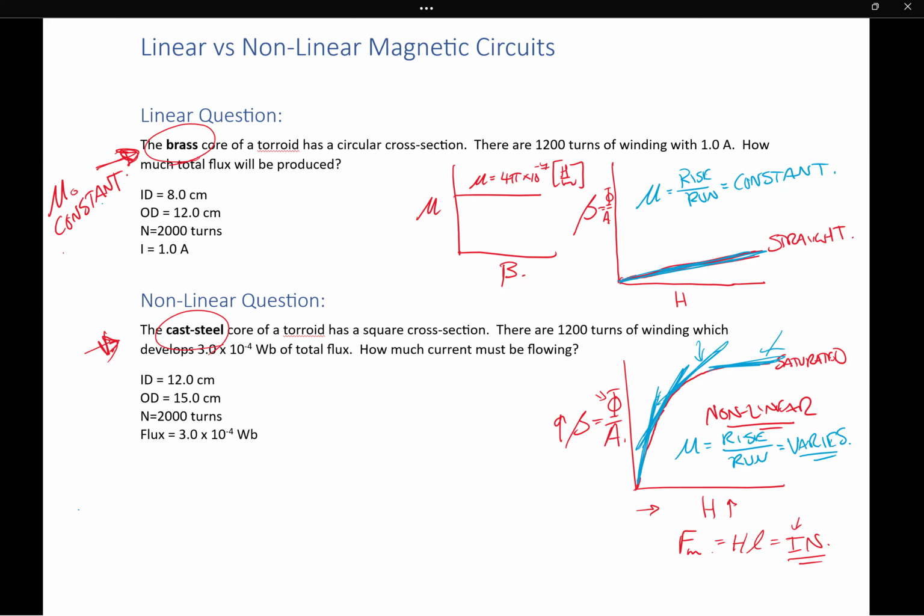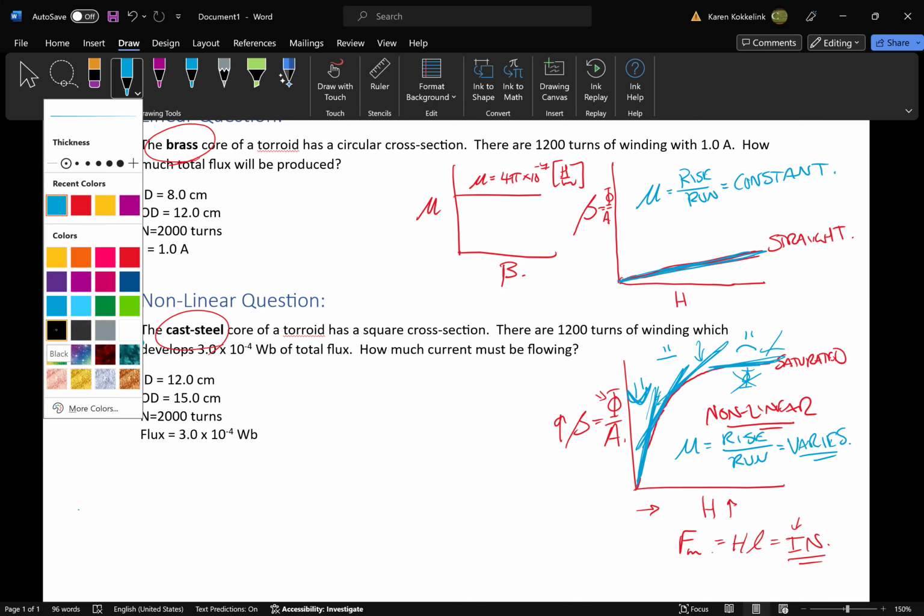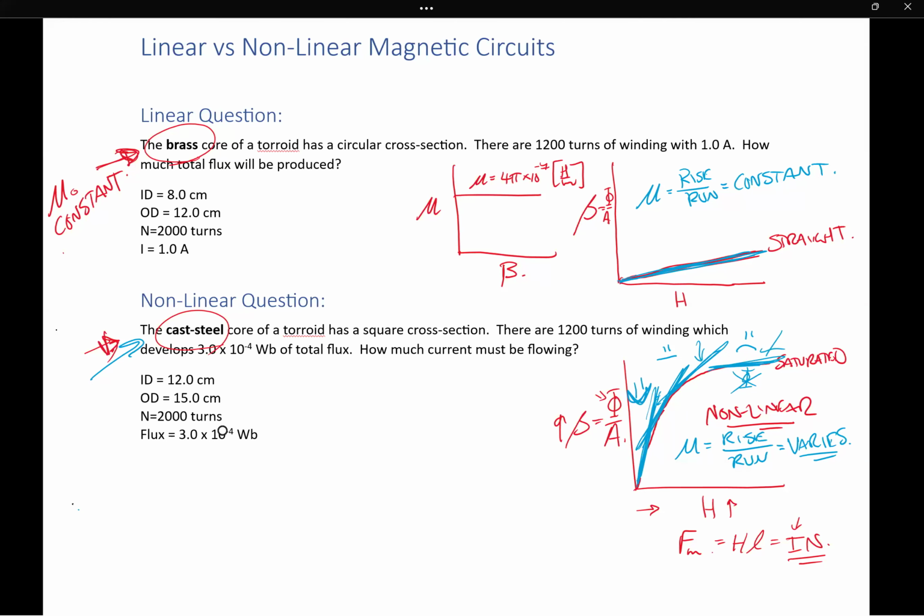This cast steel is really happy to get more flux established at the beginning. Then it gets a little bit less happy to establish flux. And then it says, no, no, no, I don't want any more of this flux. So that's the difference between a linear question and a nonlinear question. We really have to know whether we're dealing with a linear material or a nonlinear material.